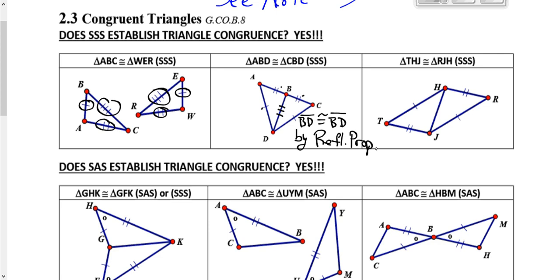It's the same thing, right? They share a side. So again, we have HJ congruent to itself, HJ, by the reflexive property. Now you see why that is obvious but useful, okay?